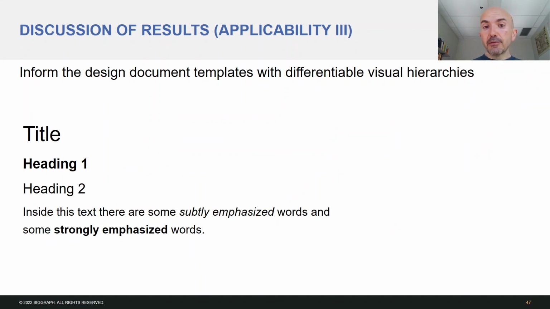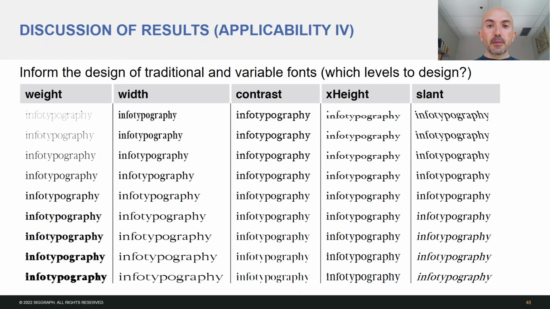Typographers and designers of document templates have now a more precise and empirically based way to establish differences in the visual hierarchies of their document designs. And the designers of fonts, both traditional and variable fonts, now have a starting point to decide which levels to design so that the outputs appear more perceptually uniform. Variable font designers can map the variations that they implement in ways that result in more perceptually uniform variation.